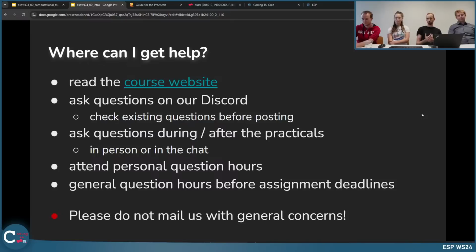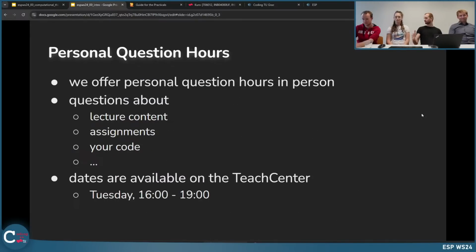about your code. Please do not mail us a lot with general concerns. We especially get a lot of emails now in the beginning, which should be asked on Discord. So please remember that if it's a general concern and not a personal one, please ask on Discord. Oh, okay. We also have it now. I thought it's for next week, but it's also fine.